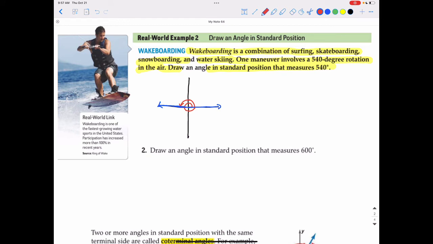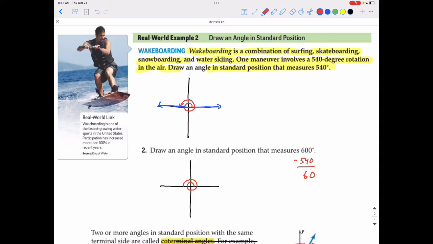Draw an angle in standard position that measures 600 degrees. Well, we just did a 540 degree angle, which would be 1.5 rotations. So there's one rotation and then another half. We need to go 600 degrees though. So if we know that's 540, if I subtract 540 from 600, I get 60.